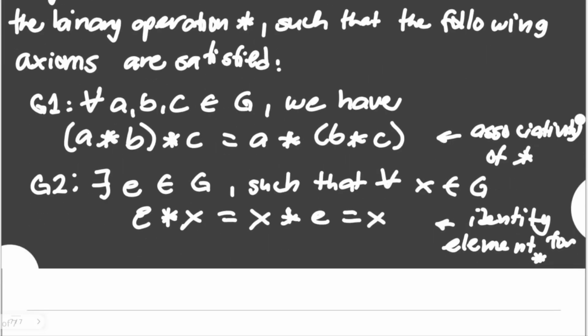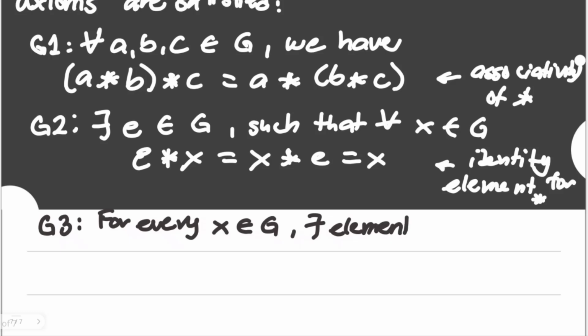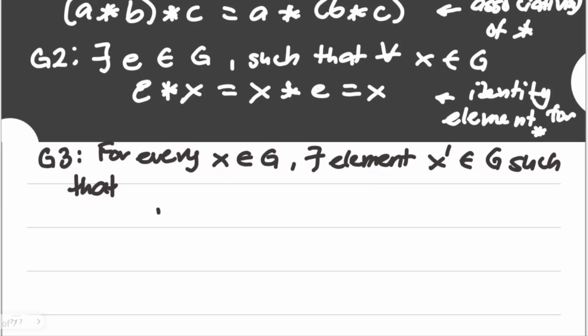And finally, for our third one, we only have three conditions if you consider closure as the first idea but not necessarily one of the axioms. So for every x element of G, or any value, you may use a or any value here, there exists an element, let's say x prime, still in G, such that if you operate x with the given x prime, it's just equal to x prime star x, which is equal to your identity element.